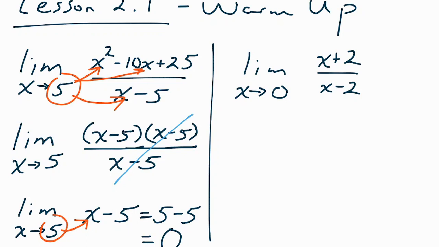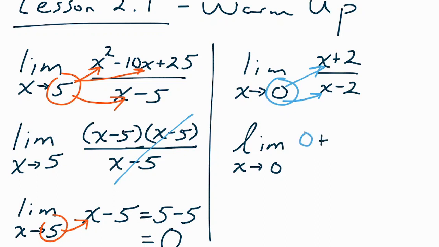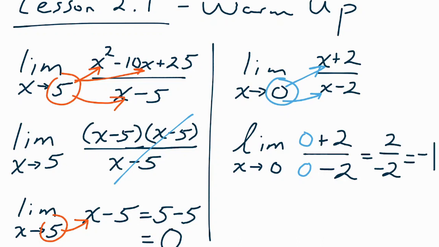How about our second limit over here? Now, if you used a substitution method, you might say that that's all you had to do. Are you allowed to substitute in 0? Do you get something that is determined, that is a value? Well, you do. You straight up get 2 over negative 2. And 2 over negative 2, well, that's always equal to negative 1.